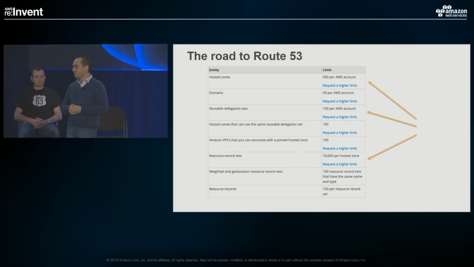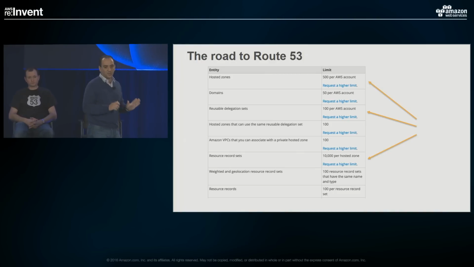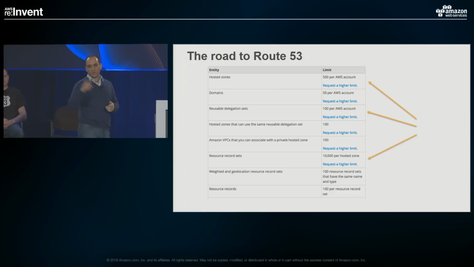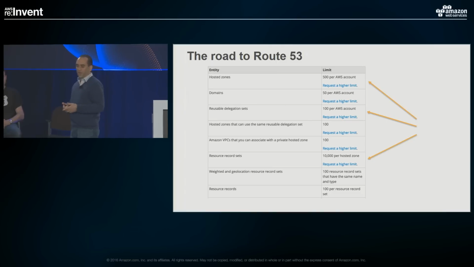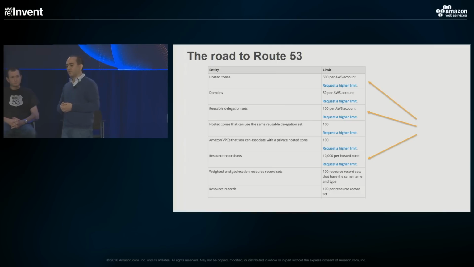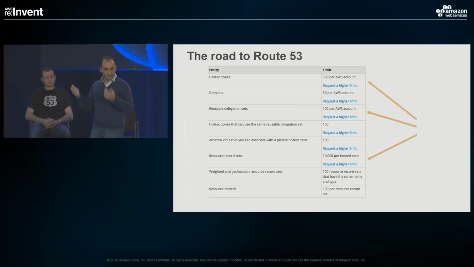So this is a screenshot taken maybe a month or two ago. I don't know if anything has changed, but these are the default limits that you get with Route 53. So we spun up an AWS account. That's where all of our zones are going to go. And then we proceeded to raise limits. So 500 zones per account, that's obviously way too low for us. We got that raised.